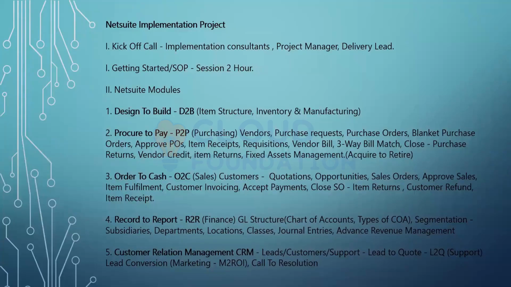So this customer invoicing and accepting payments, the vendor bill and making the payments, all these are recorded as part of the record to report, which is R2R, completely finance. So the finance module is actually called record to report. You are recording everything which is related to finance, and at the end of the month you are reporting it as well. So that is the reason it is called record to report. Does it make sense?